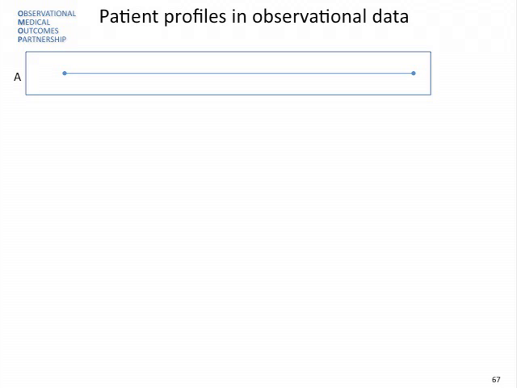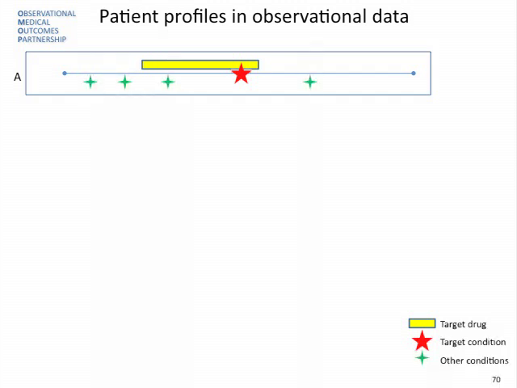So we have in these data sets patients. They're all different in one way or another. Some are exposed to target drugs that we're interested in. Some of them have events that we're interested in, target outcomes, HOIs. They go by a lot of different names. They also have other conditions, comorbidities that may be of interest, that may modify their likelihood of experiencing other events.